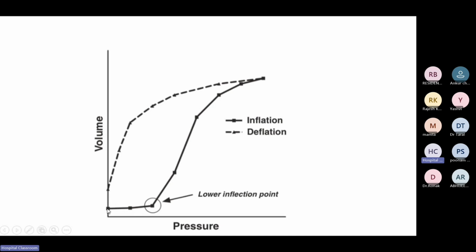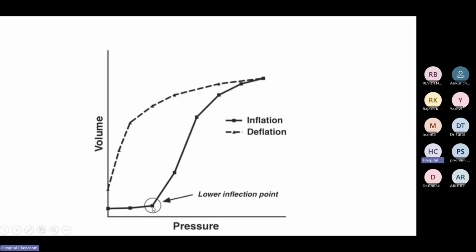During the inflation limb, initially there is a flat line at the bottom. When the alveolus is collapsed and I apply pressures, with the increase in pressure there is not much change in the volume initially. After that, there comes a point beyond which if you increase the pressure, the volume starts increasing.